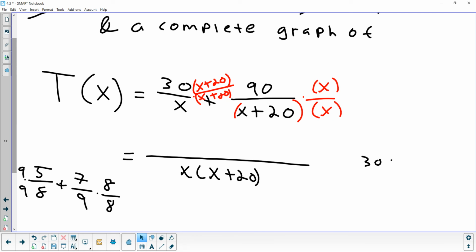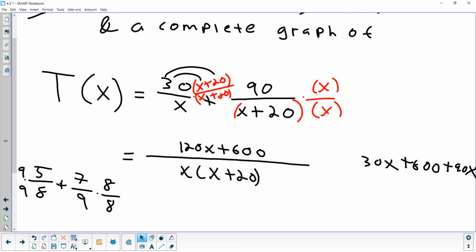30x plus 600. That's what you get in the top when you do it out. Plus 90x. So I get 120x plus 600 in the top. Now we can easily see the highest degree term in the top, which will help us when we do the EBM.